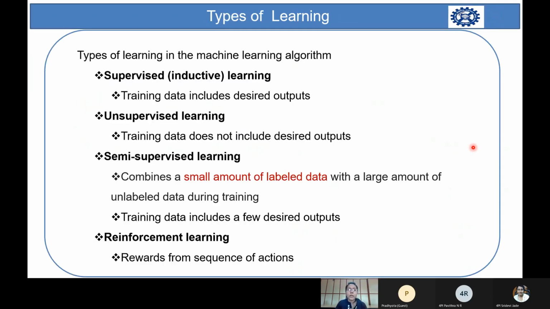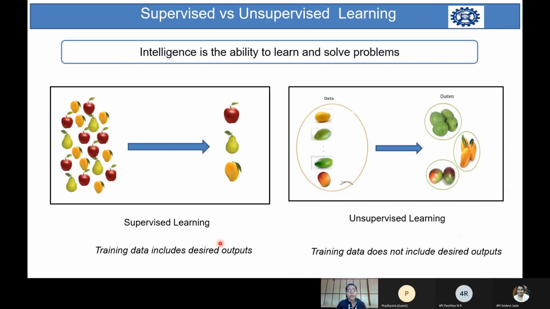So here learning is important. Intelligent, what does it mean? You learn something, and then from your learning, you will solve complex problems. So here we have four different types of learning: supervised learning, unsupervised learning, semi-supervised learning, and reinforcement learning. In my next slide, I will explain them with a very simple example.